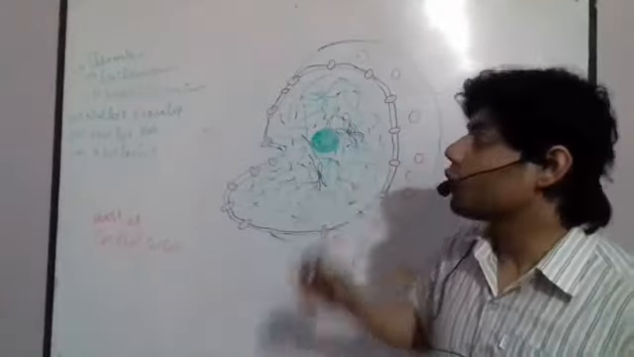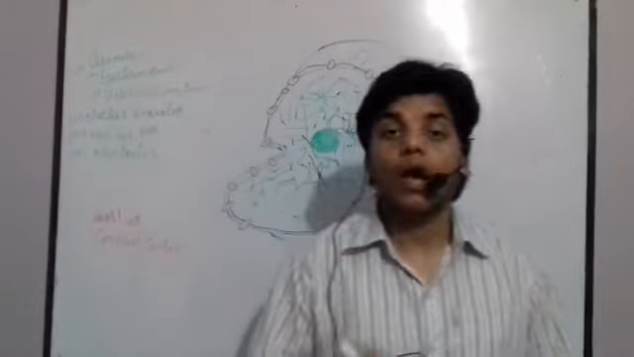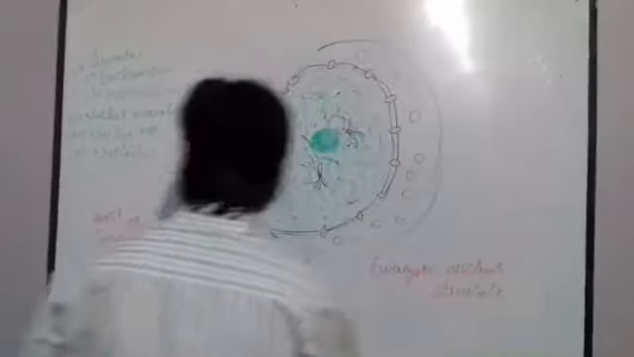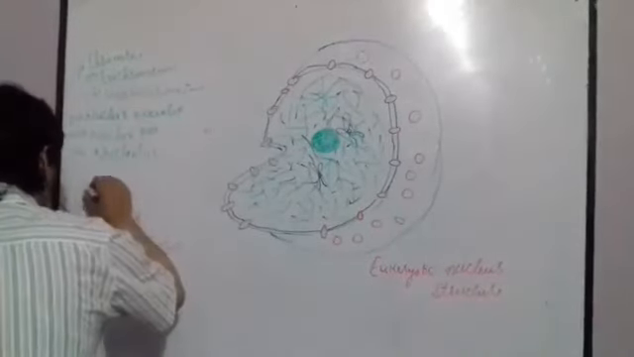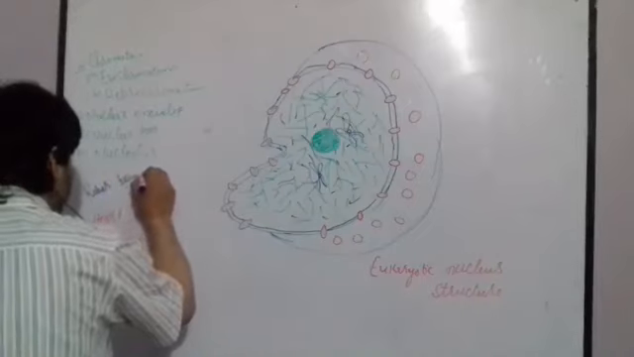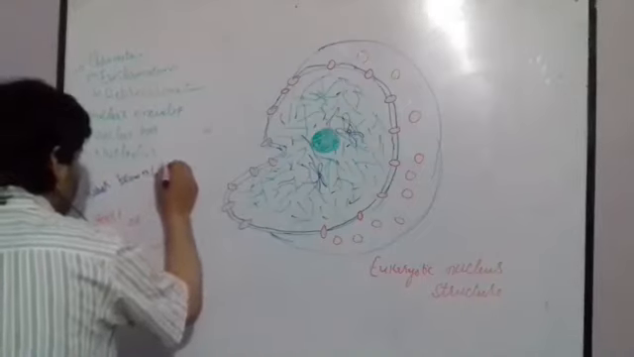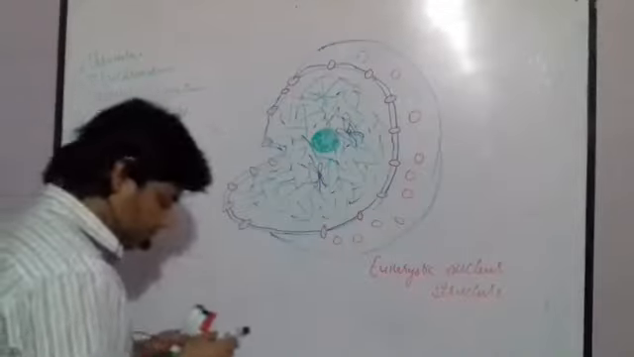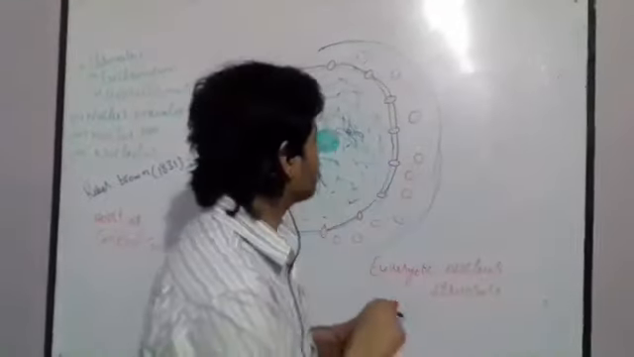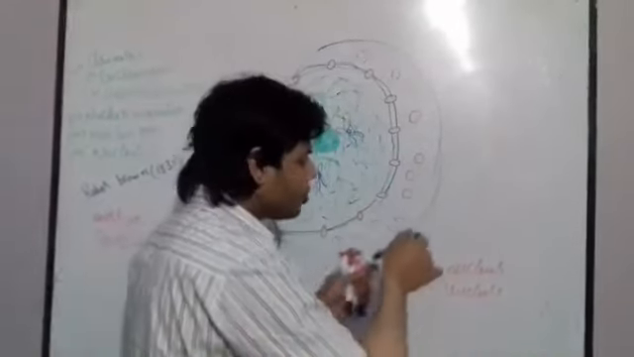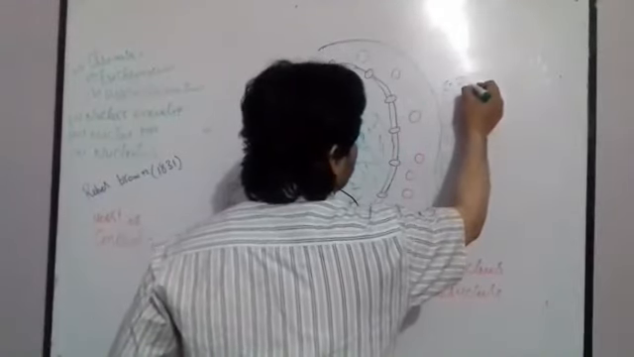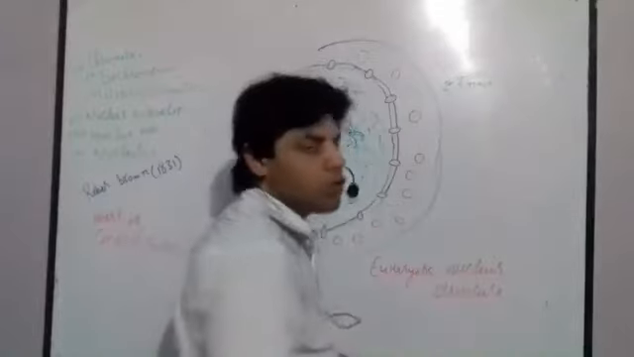This nucleus was first discovered by Robert Brown in 1831. So let me write, it was discovered by Robert Brown in 1831. Now, if we see the nucleus, let's suppose this is the nucleus, the diameter of each nucleus will be 5 to 7 nanometer. This is the diameter of the nucleus.